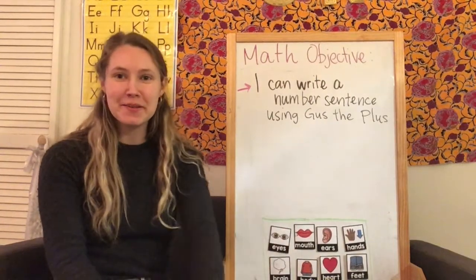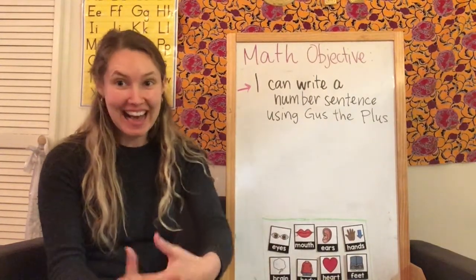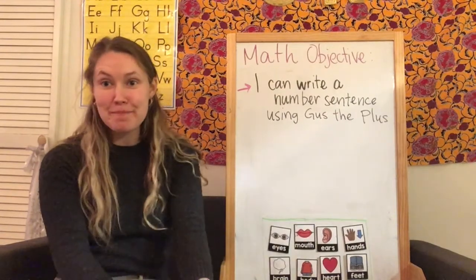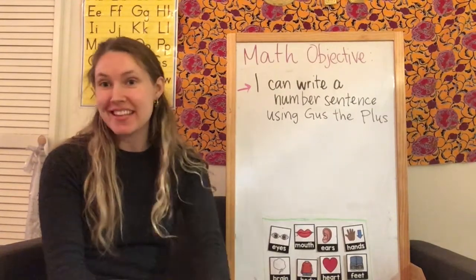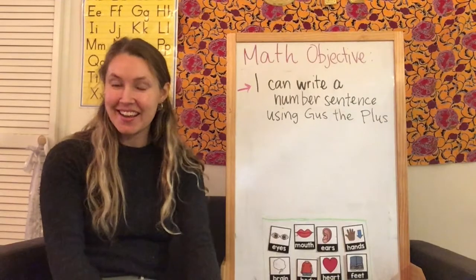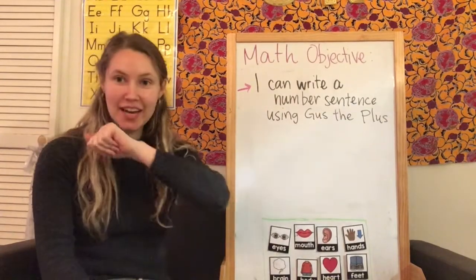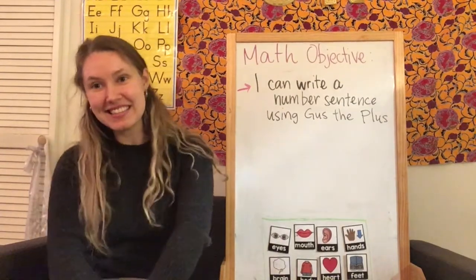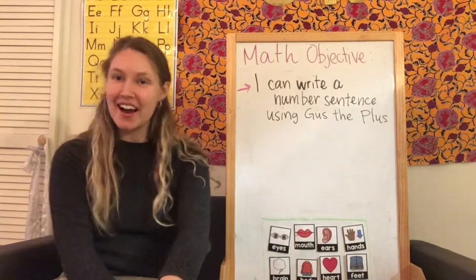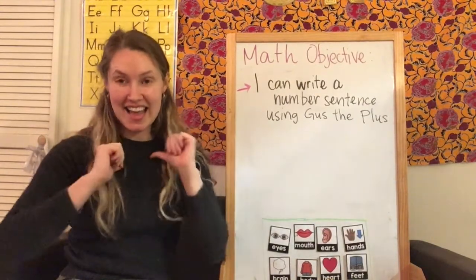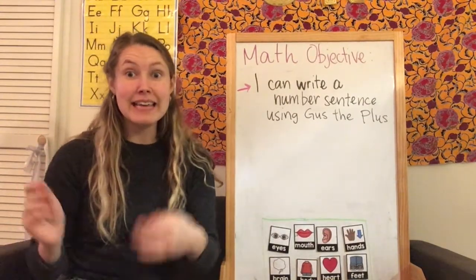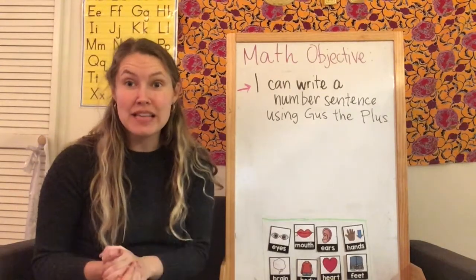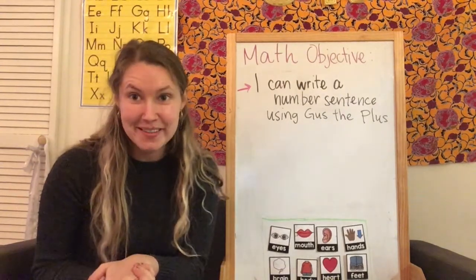TK, it's time for us to do some math. We have some new stuff to begin in math today. I'm super excited, so we're going to jump right in. Today, let's talk about our objective. Objective is what we are going to learn. I can write a number sentence using Gus the Plus.